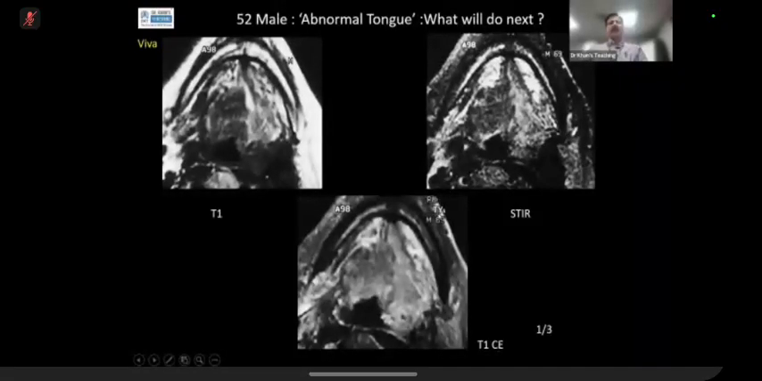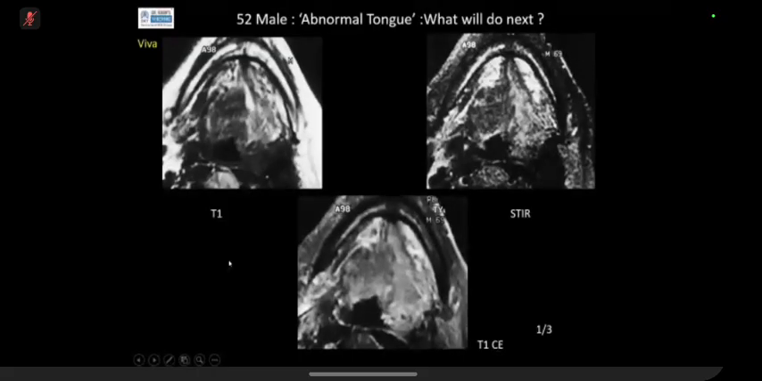Okay, this is a tongue. The clinical presentation is abnormal tongue. Over to you, candidate 4. So we've got selected sequences, T1, STIR and T1 post-contrast sequences through the floor of the mouth.